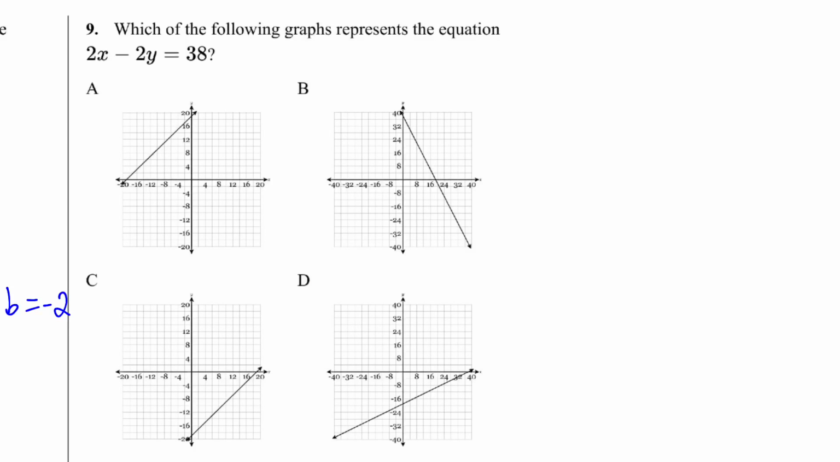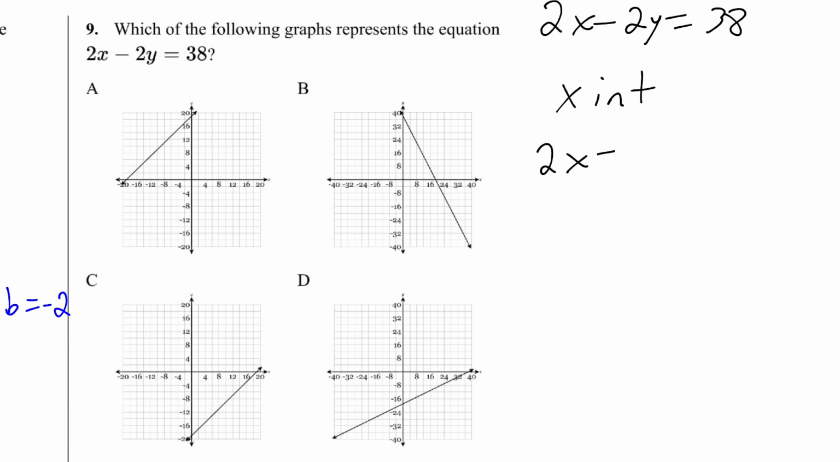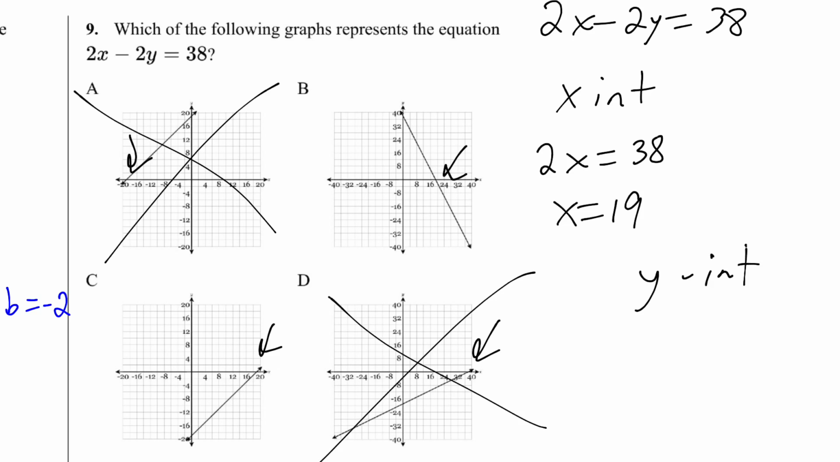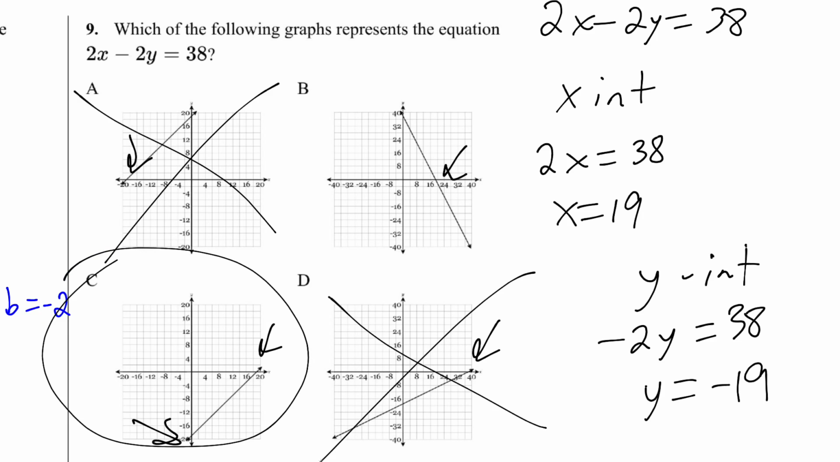Next up, let's consider if I have 2x minus 2y is equal to 38, what should the x-intercept be? That's going to be 2x is 38, or x is going to be at 19. So that looks good. This is not at 19. Cross that one out. This one looks good. This one is not at 19. Let's cross that one out. To find the y-intercept, I know that negative 2y is going to be 38. So that tells me that y is negative 19. Out of the two that are left, this is the right answer, C, because this one has the wrong y-intercept.